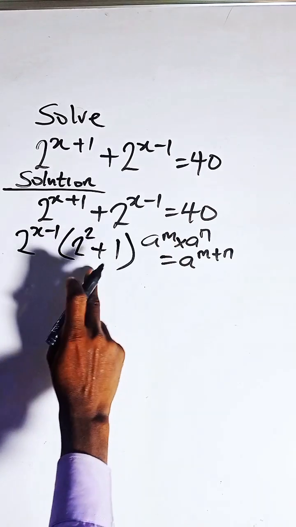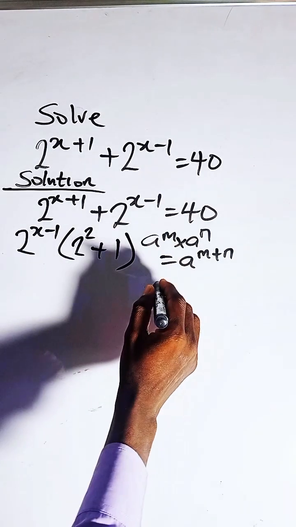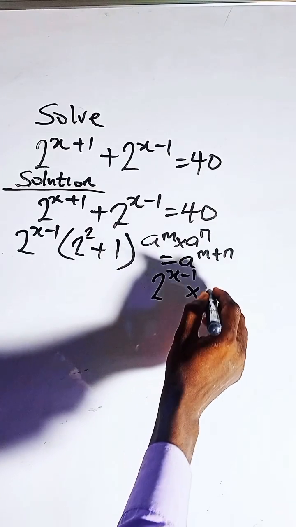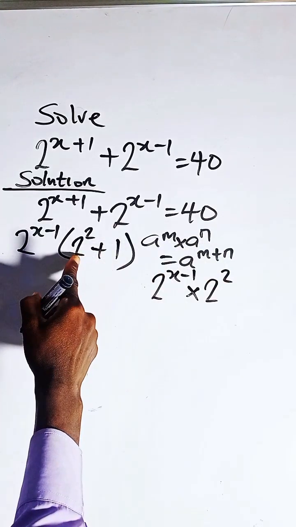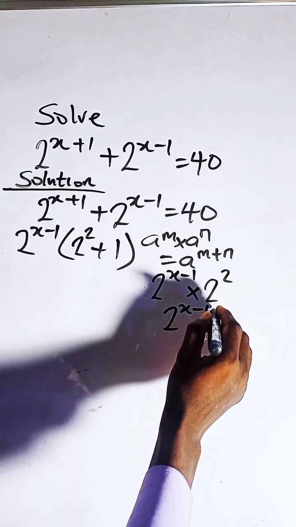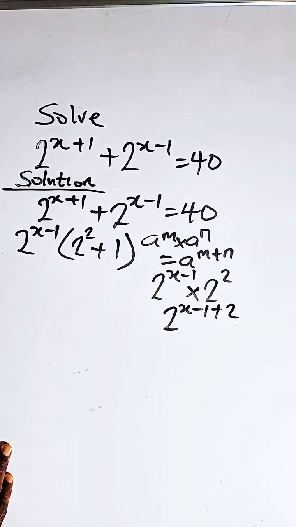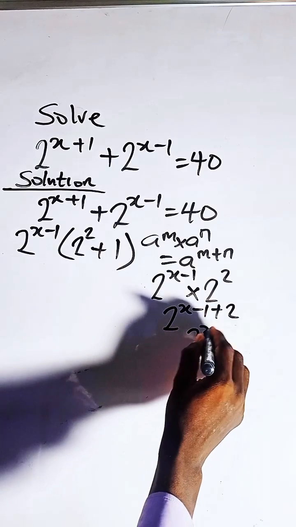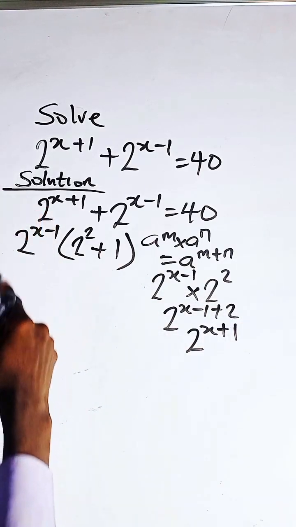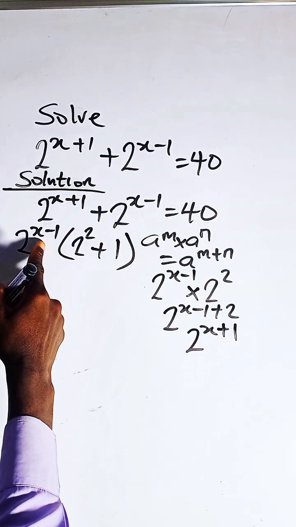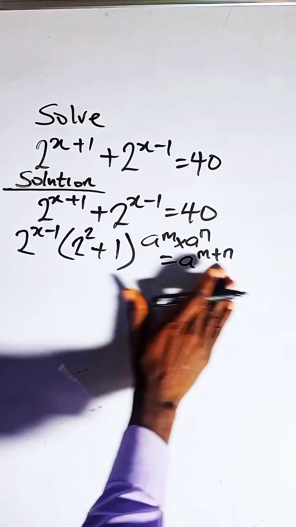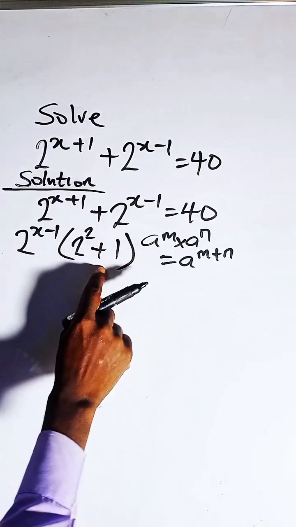So when we say 2 raised to the power of x minus 1 times 2 raised to the power of 2, we are going to have 2 raised to the power of x minus 1 plus 2, which gives us 2 raised to the power of x plus 1, which is this part of the equation. And when we multiply 2 raised to the power of x minus 1 times the 1, we have the other part. So from here, let us equate this to 40.